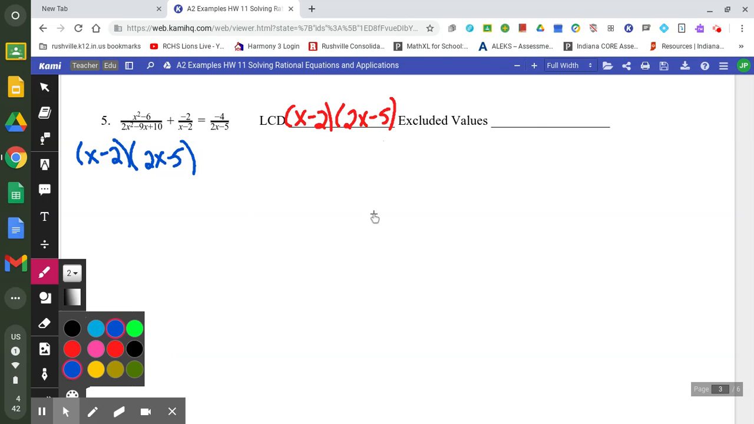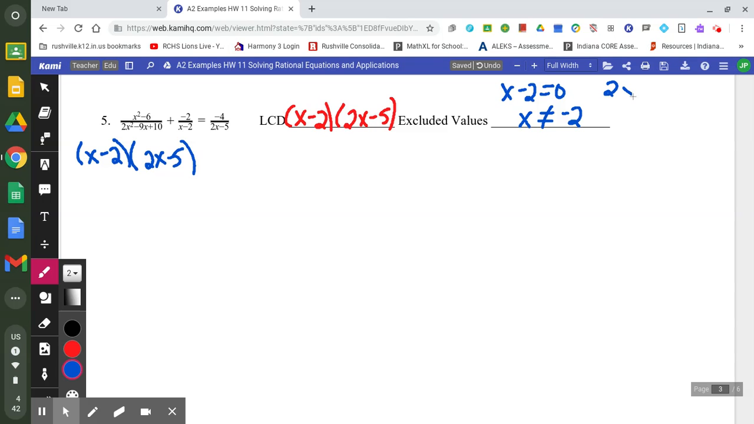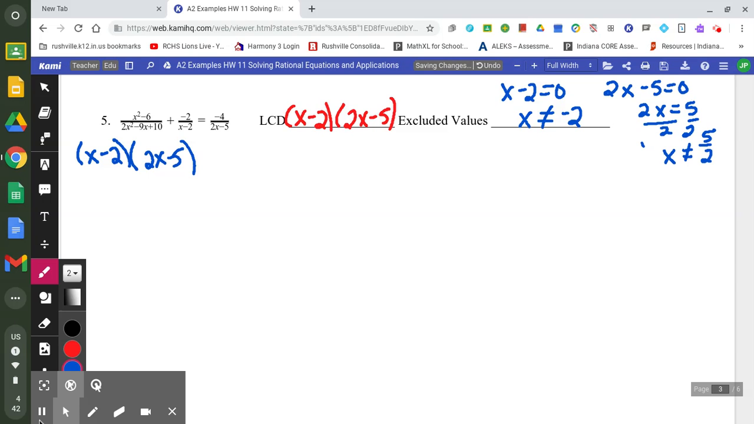And then for our excluded values, we will write x minus 2 equals 0. Solve that for x. So one of our excluded values is 2. And then we're going to put 2x minus 5 equals 0. Solve this for x. So another excluded value is going to be 5 over 2. So then we will set up our equation with our least common denominators.